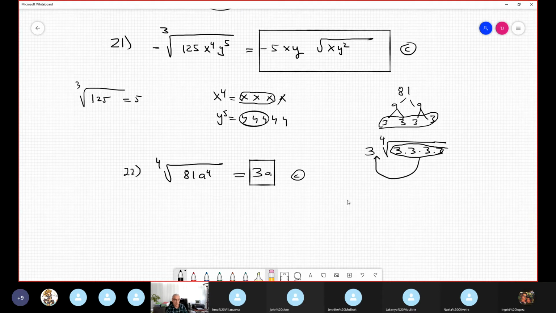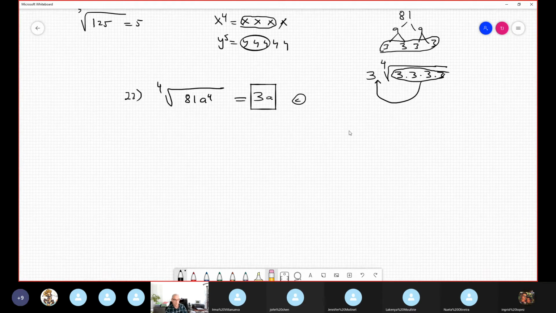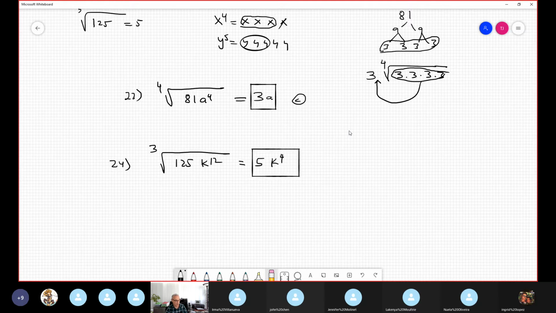That's 23. 24. Cubic root of 125 k to the 12th. Well, I know that gives 5. Cubic root of 125 is 5. And k to the 12th is 12 divided by 3, or 4. k to the 4th. Wow, easy. 5k to the 4th, which is option D. Okay, super.